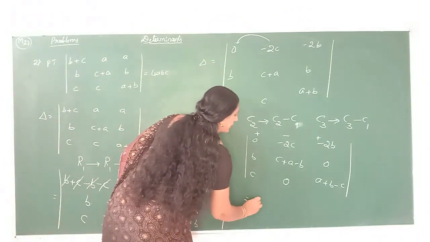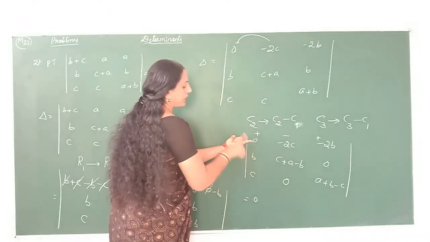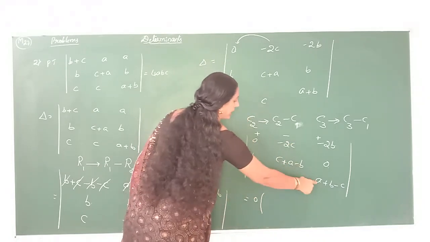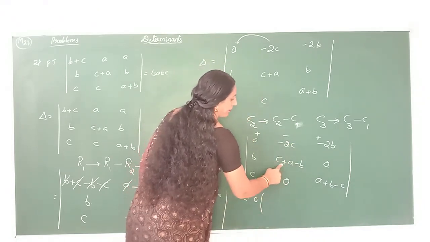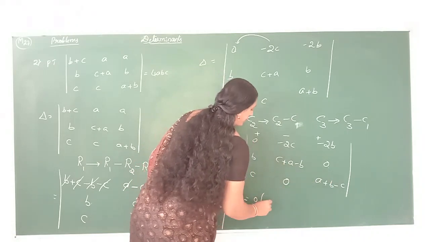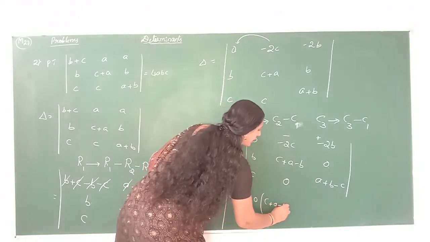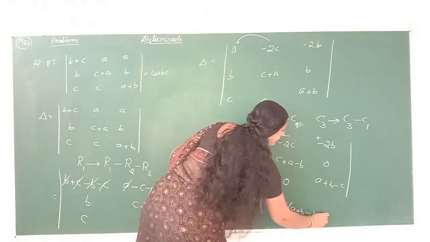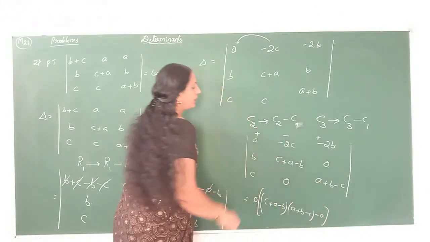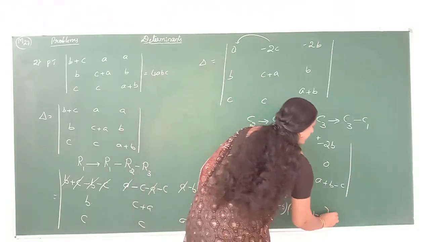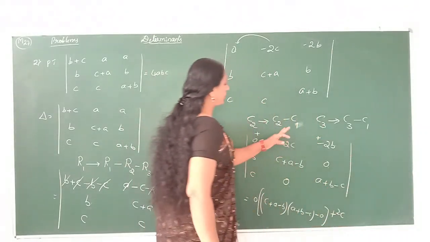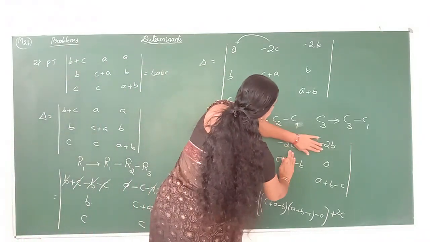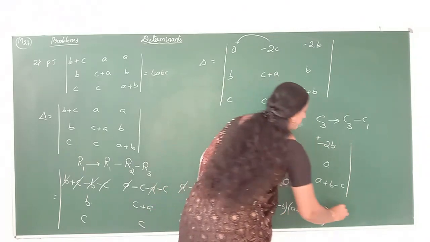Now, the first element is 0. So if 0 is an element of the first row and first column, these elements are neglected. Remaining are A plus C minus B, A plus B minus C. C plus A minus B into A plus B minus C. And the right diagonal will be 0. And the second element, minus into minus is plus 2C. 2C is an element of the first row, second column, and these are neglected and the remaining are multiplied.